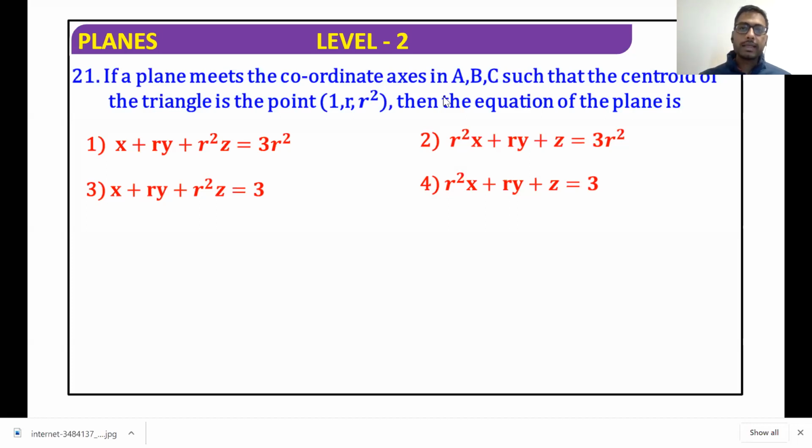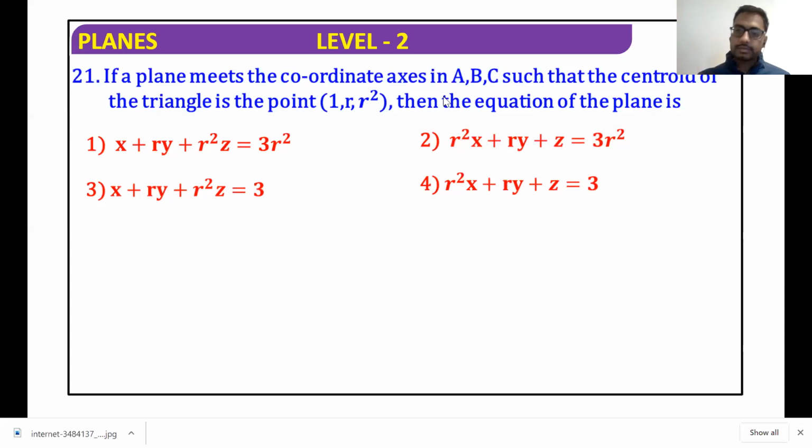From centroid formula, I can get equation of that plane. Centroid of a triangle is nothing but (A1 plus B1 plus C1) upon 3. To get my x coordinate, it would be x1 plus x2 plus x3 upon 3. As the plane is meeting my coordinate axes in A, B, C, let my A coordinate be (a, 0, 0), B coordinate be (0, b, 0) for y-axis, and for the z-axis, point C would be (0, 0, c).